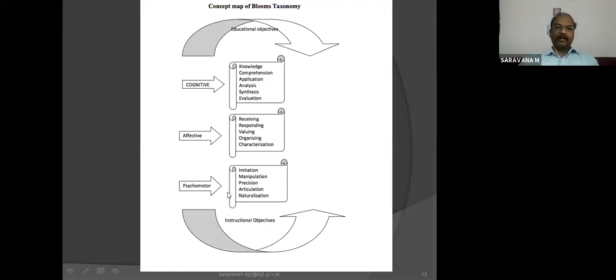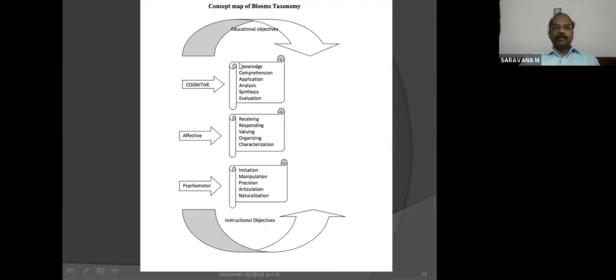So the psychomotor domain has been developed by many educationists and psychologists, like Harrow and others. The affective domain was also developed along with Bloom by Krathwohl, Anderson and others. And Krathwohl and Anderson later revised the taxonomy of educational objectives.